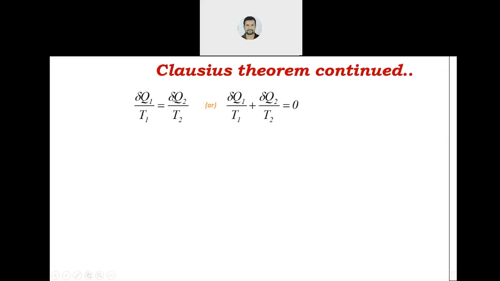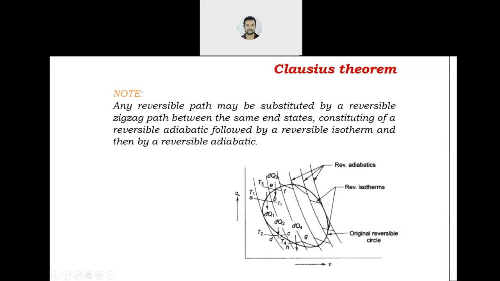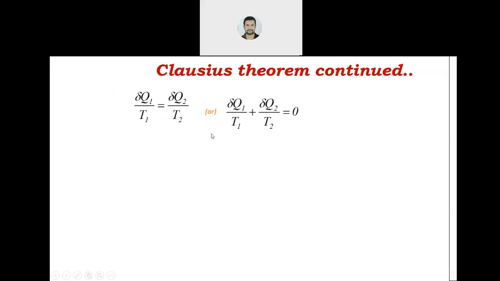Now, dQ2 is what? If you go back, dQ2 is heat rejected. Heat rejected is represented with a negative sign. This we have already seen in the first law of thermodynamics. So here, put a negative sign. Now when you put the negative sign, bring this to the left hand side. You will get dQ1 by T1 plus dQ2 by T2 equals 0.